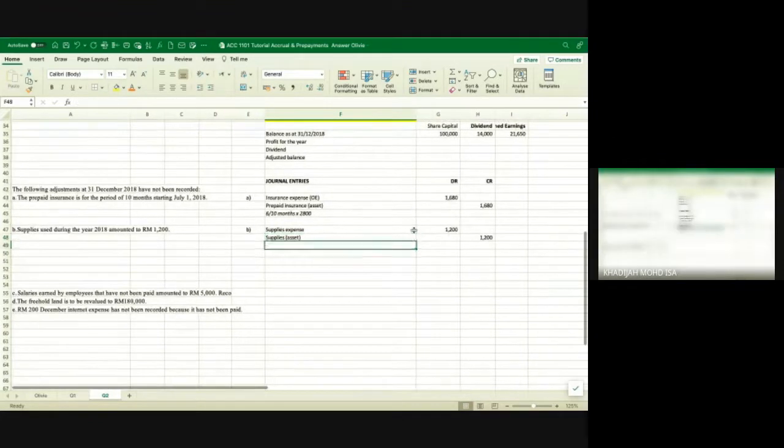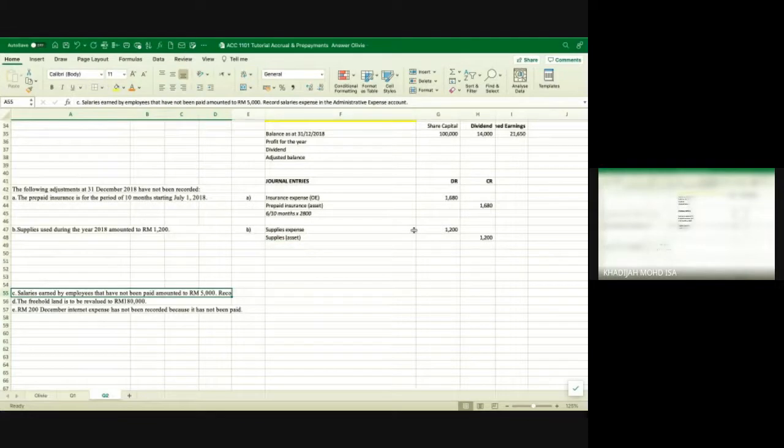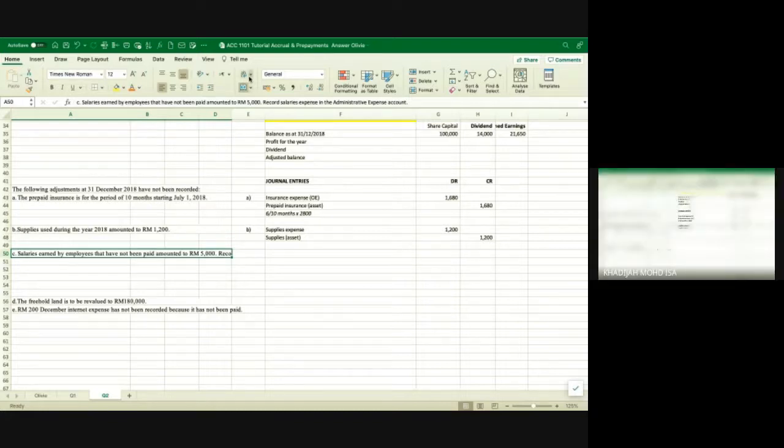Very good. Okay, now let's look at the next one. So anyone not clear about this? Am I too fast? No, madam. If I'm too fast, if you don't get it, you just let me know.